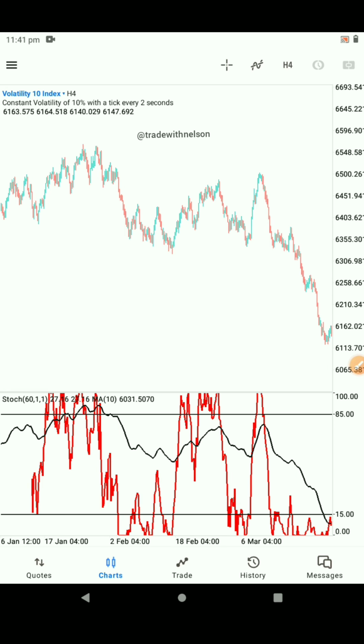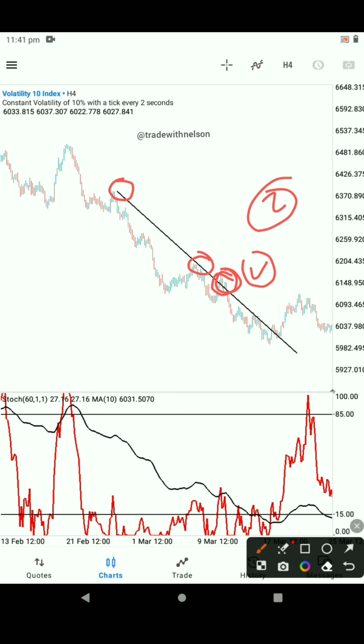First thing you want to do is go to your 4-hour time frame. Then you want to draw out a very perfect trend line. And I draw this out. This will be the example I'll be using for this strategy. First touch, second touch, third touch. We only need 2 touches, so the third touch will be where we enter our trade.